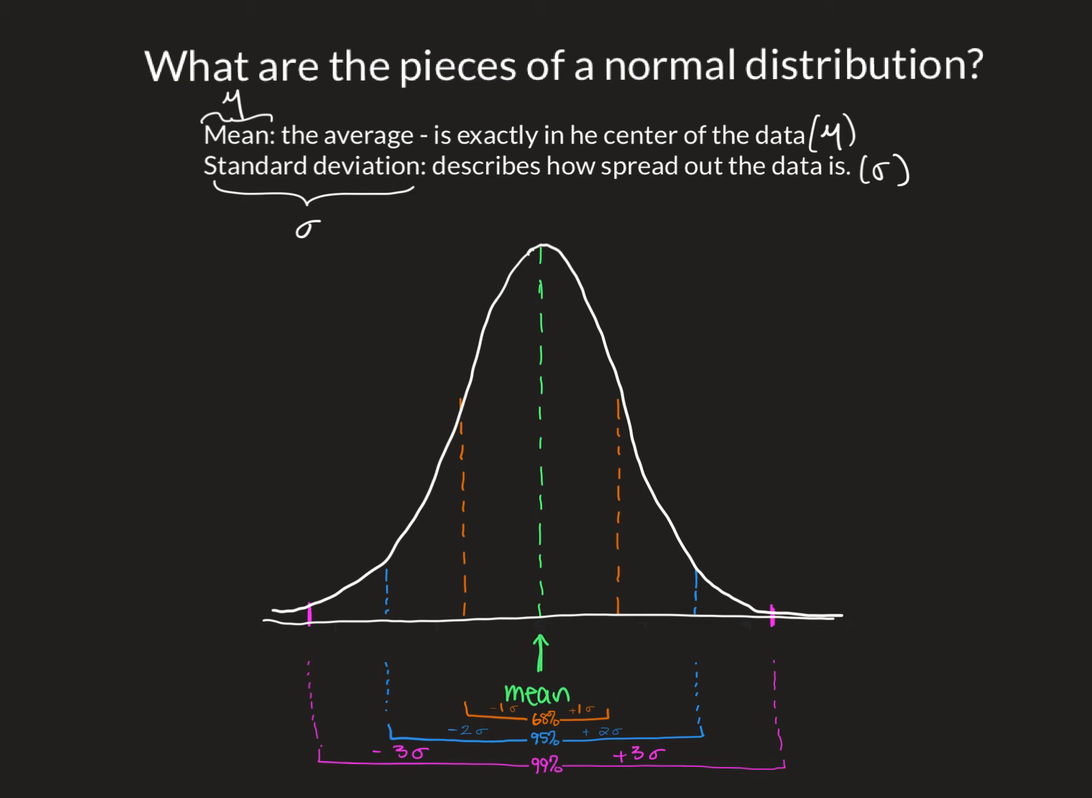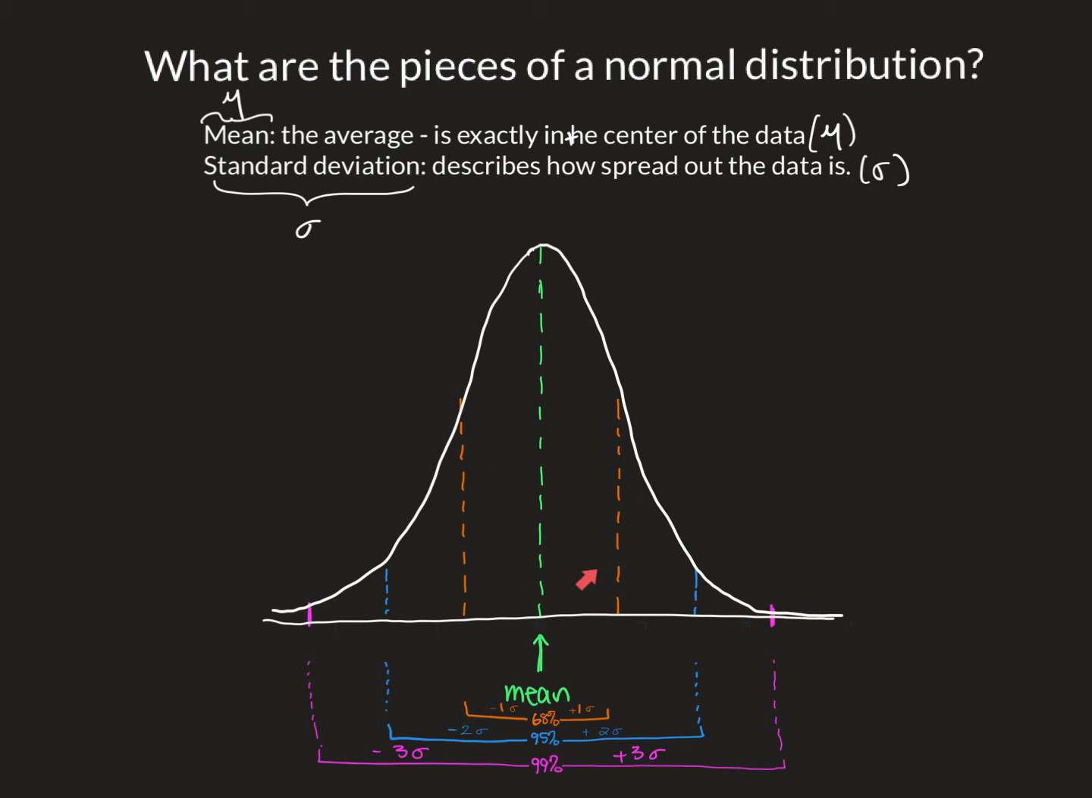Let's look a little more at the structure of the curve. As I said before, it is based on the mean, which is the average, and that isn't exactly in the center of the data. We normally use this symbol, which is like a fancy M. It's called mu. It's a Greek letter. And that is just right here in the center. That is the mean. Then it is based on the standard deviation, which again is this symbol sigma. That just describes how spread out the data is.